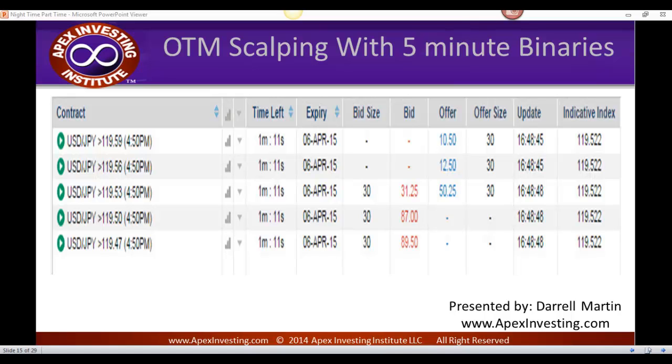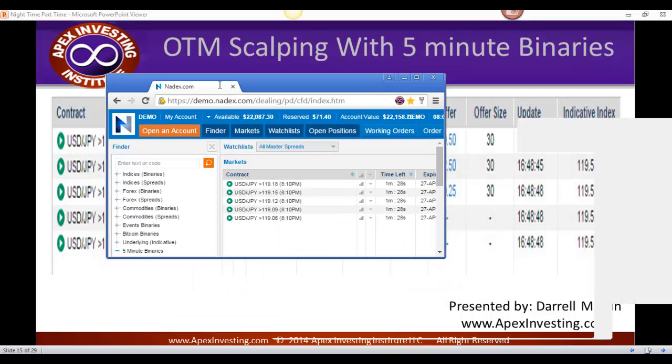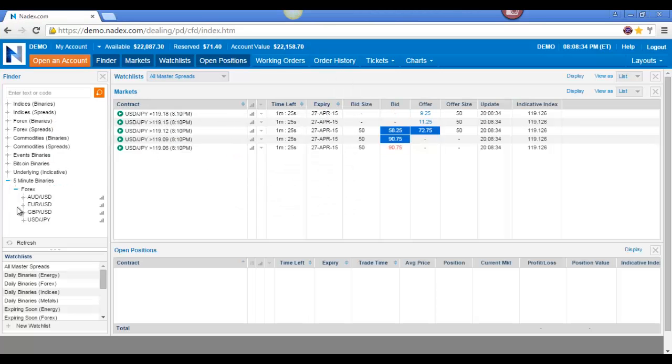Somebody's asking, can you show the 5-minute binary options for crude oil? There's no such thing. Like I've been saying here, the 5-minute binaries are only available on these four Forex pairs: Aussie dollar, euro dollar, pound dollar, and dollar yen. Oil does have weekly, daily, and intra-hour expirations, but not 5 minutes.